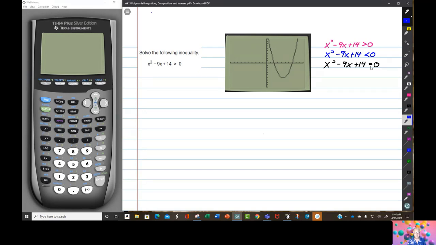But to understand what they mean, you just have to translate the math language into English, and then from English into whatever language is your native language. Okay, so here's how you translate. X squared minus 9x plus 14 is greater than 0. All greater than 0 means, when you're talking about a graph, is above the x-axis.